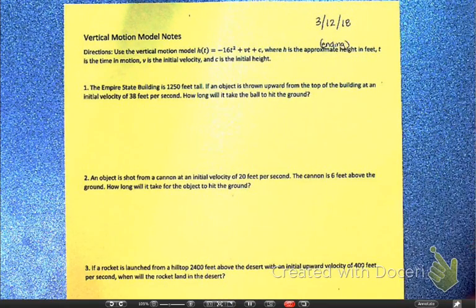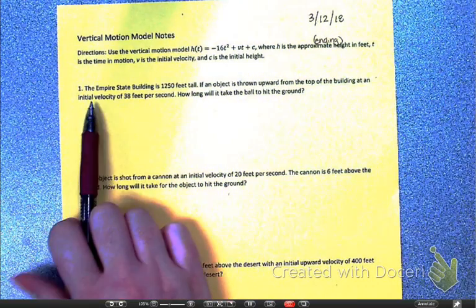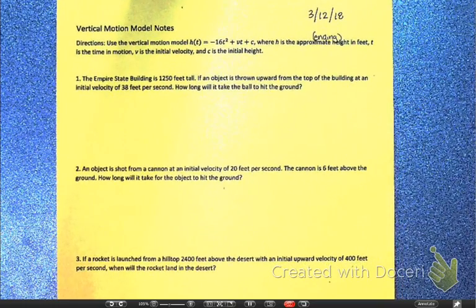All right. We're going to go through and underline things and figure out what variables they belong to. So the Empire State Building is 1,250 feet tall. If an object is thrown upward from the top of the building at an initial velocity of 38 feet per second, how long will it take the ball to hit the ground?